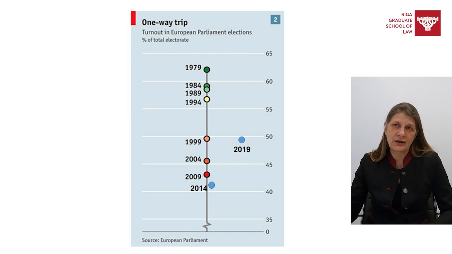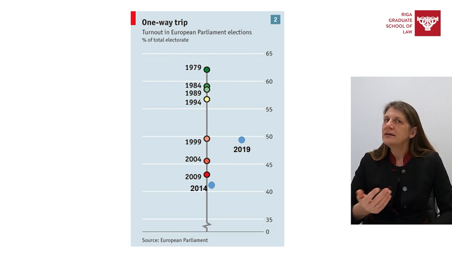So turnout was much lower. And then with each year, as you see from the slide, the turnout went down and down and down. In 2014, when we had European Parliament elections, this dropped to only 40%. So if we started at the level of 63% and dropped down to 40%, this is quite an alarming trend.